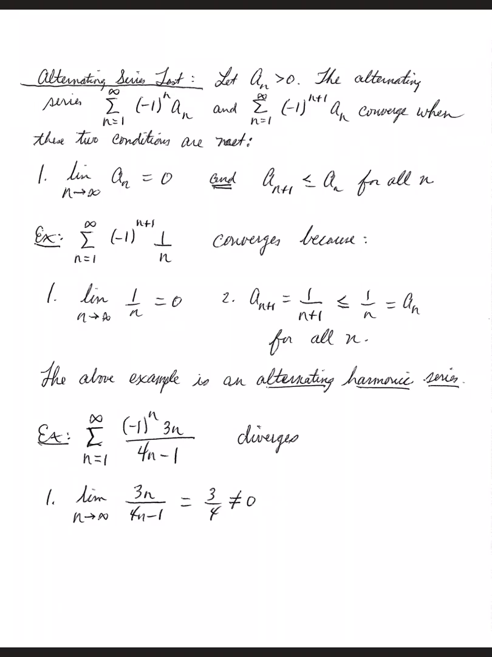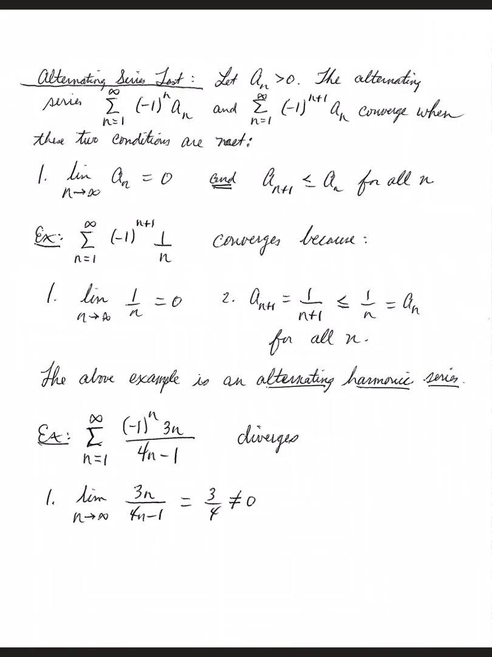Alternating series test: let a sub n be positive. The alternating series, the sum from 1 to infinity of negative 1 to the n times a sub n, and also the infinite series, the sum from 1 to infinity of negative 1 to the n plus 1 times a sub n, converge when these two conditions are met.